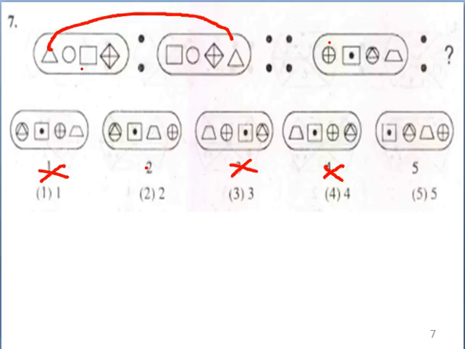Now here the second figure remains the same, so I have to get the second figure remaining the same. So between 2 and 5, in which does the second figure remain the same? Only in option 2. So option 5 is ruled out. The answer is option 2.